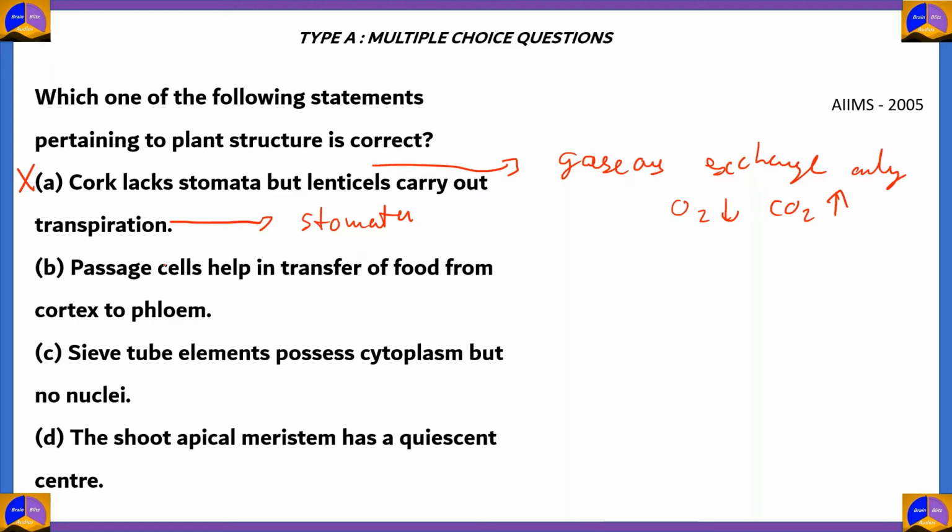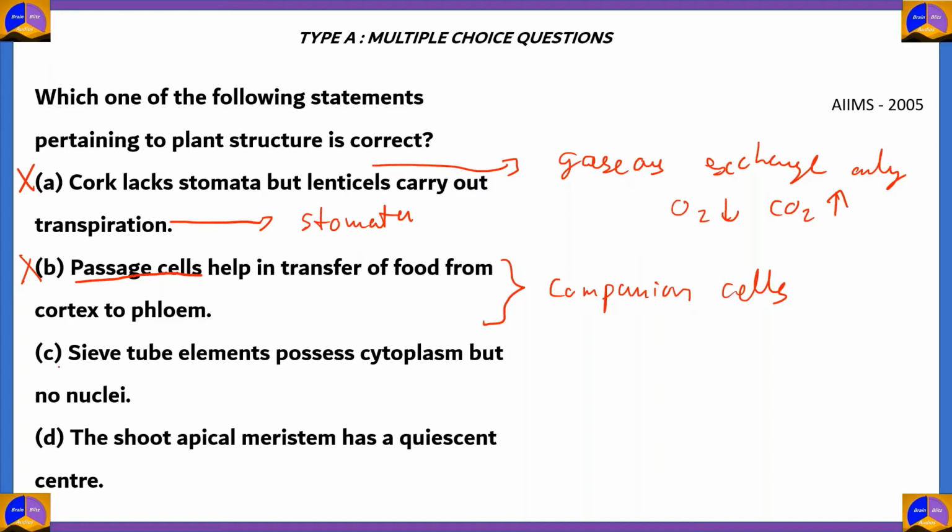What about option B? Passage cells help in transfer of food from cortex to phloem. Again, this is incorrect because the cells which help in transfer of food from cortex to phloem are not known as passage cells. They are known as companion cells. So companion cells take the food in the cortex and then pass it over to the sieve tubes, which then conduct using bulk transportation.